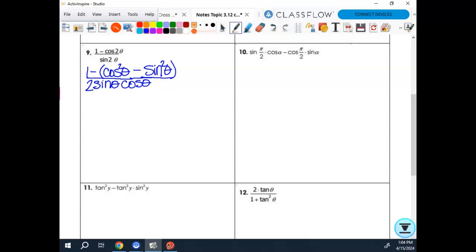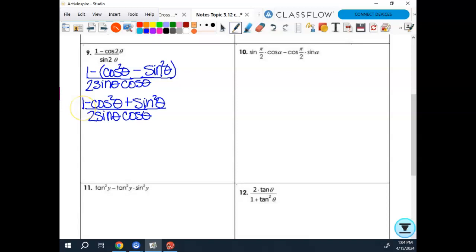All right, so now I want to clean this up a little bit. So my denominator is going to stay the same, 2 sine theta cosine theta. And then I'm just going to distribute that negative, so that'll give me 1 minus cosine squared theta plus sine squared theta. Now, can I reduce anything at this point? That will be a no, a big fat no, because there's addition and subtraction in the numerator. I could split the fraction, but I don't think I want to do that either.